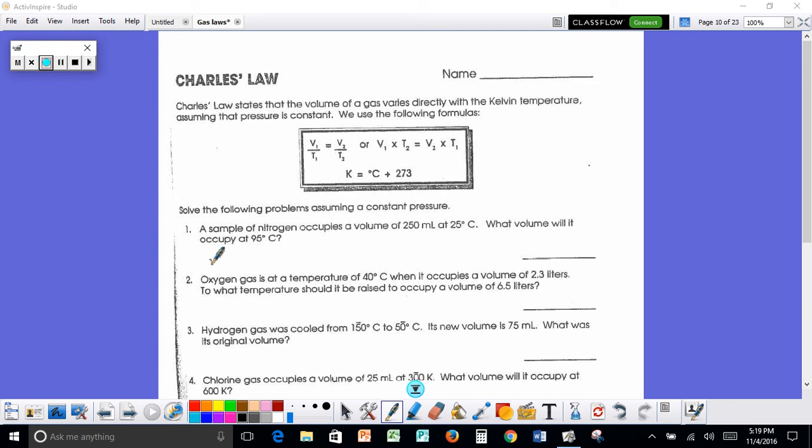Alright, so doing a practice problem with this, we have this relationship V1 over T1 is equal to V2 over T2, or we can write it as V1 times T2 is equal to V2 times T1. So when we're doing these problems, we need to keep track of the following variables: V1, V2, T1, and T2.